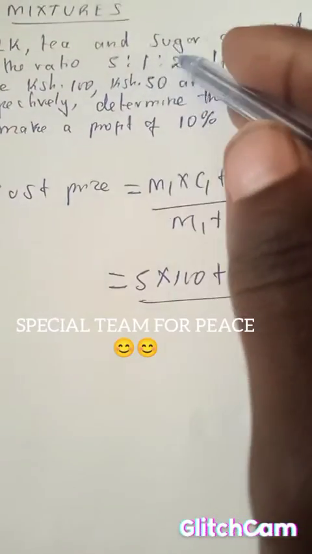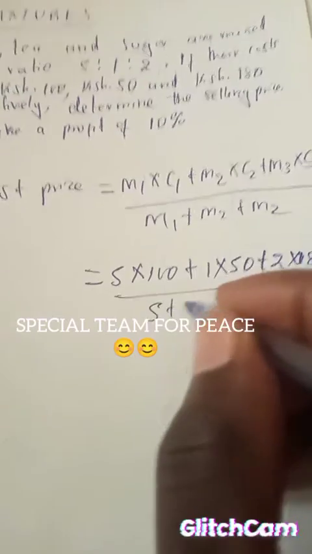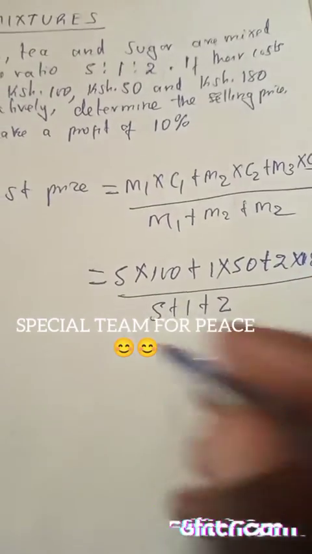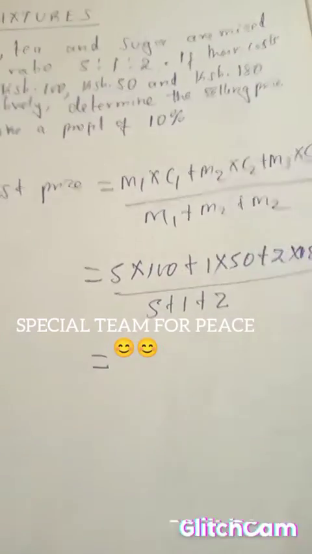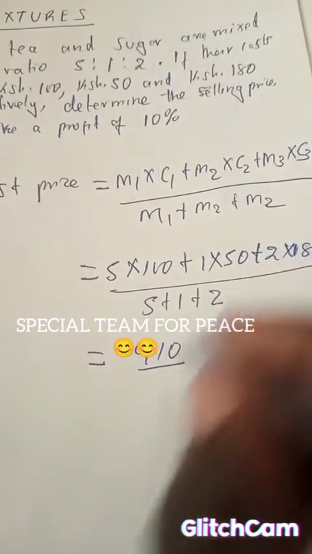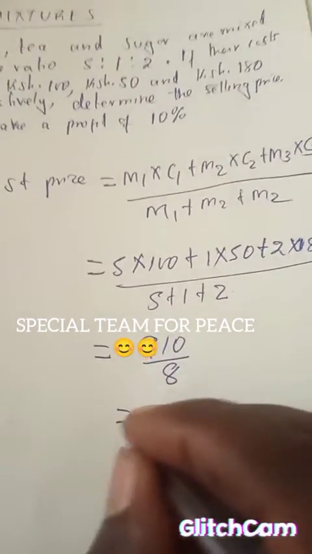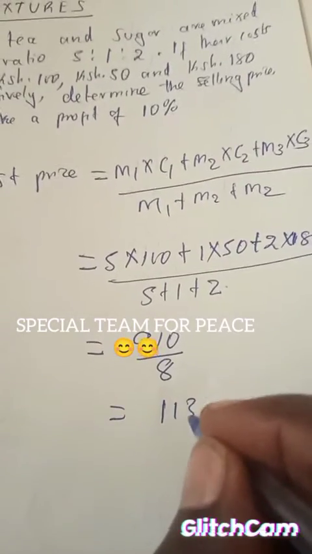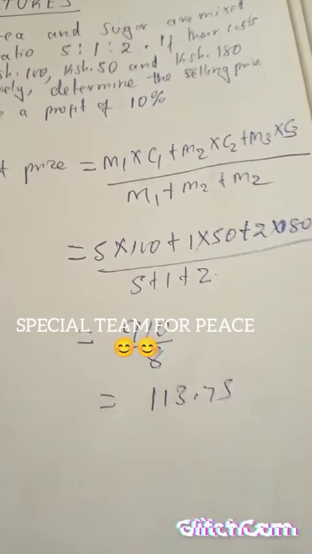This is 5 plus 1 plus 2, that gives us, from the calculator, 910 divided by 8, which gives us 113.75 shillings.